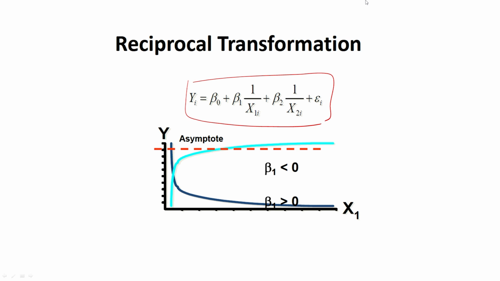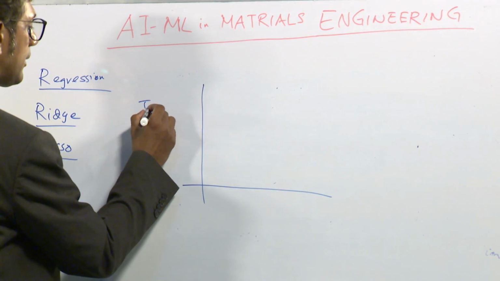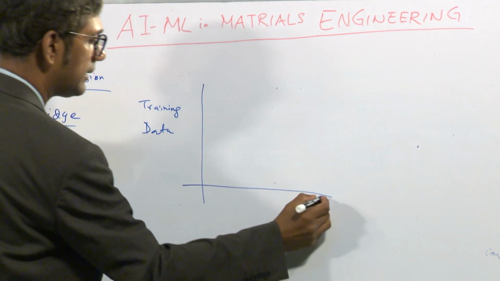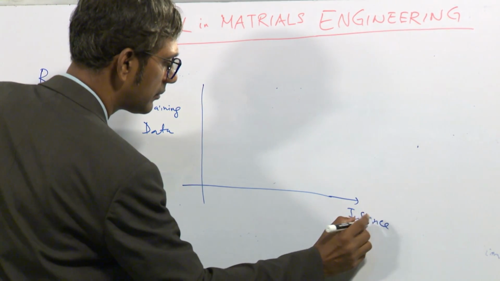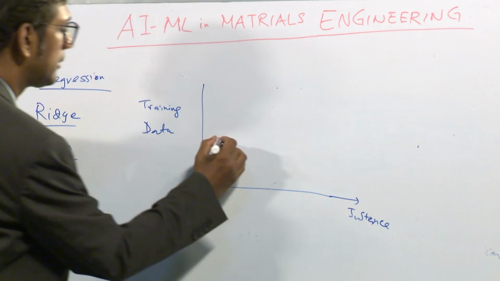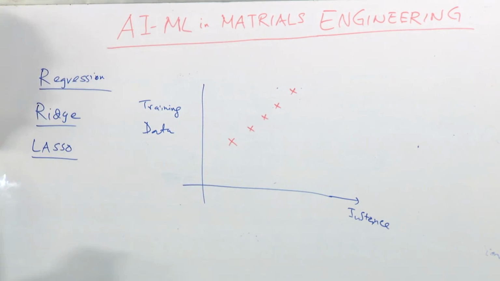So what is done? Let us talk about that first. Let us try to build a linear regression model first, then it will get clear why you want to use this. So let us say I have data. I have this kind of plot, this is training data, and these are the instances. Let us use a different color. So I have this kind of training data.